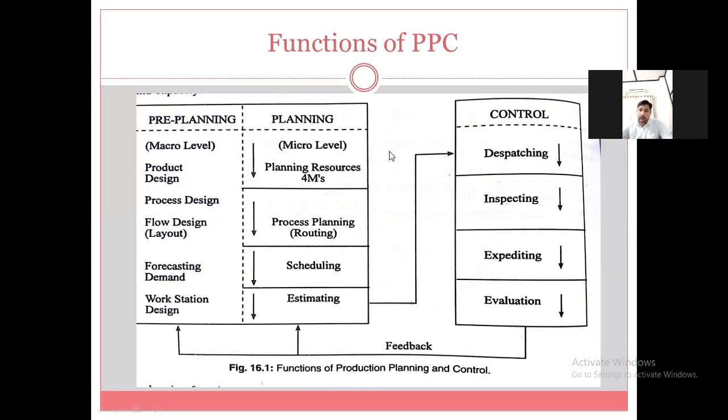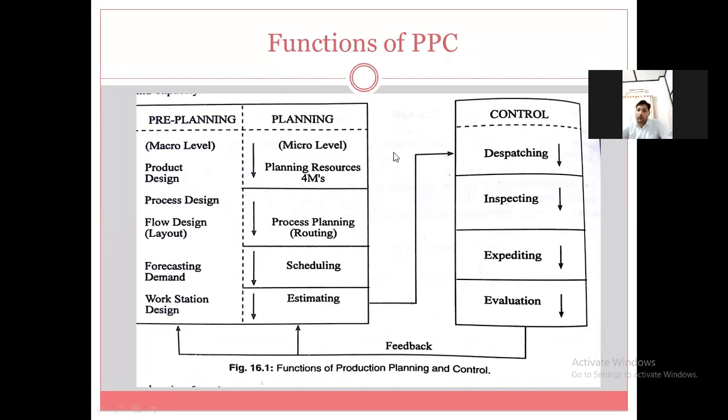So in scheduling, you are assigning the loads to machines according to the machine capacity. Okay, in the scheduling stage, you are assigning the loads to machines according to their capacity. Let us consider that one machine can produce 100 components. So your assignment to that machine should not go beyond 100 components per day. Okay, so that is nothing but scheduling. And then after doing the scheduling, or after assigning the workload to the machines, you have to perform the estimating.